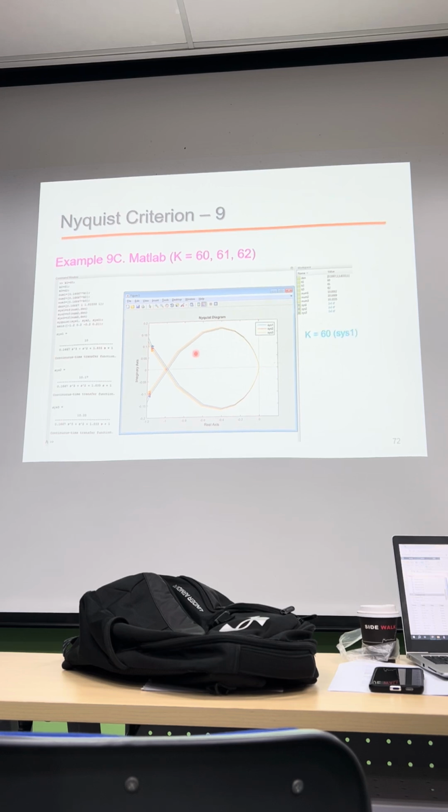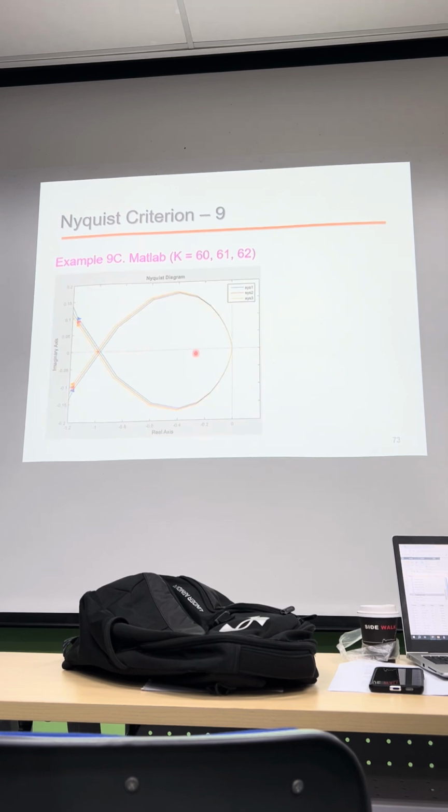Simply to say, over here you can see that is -1, and the blue color is nothing but system 1, which is 60. 60 is not encircling. The system is stable because the blue is coming below.